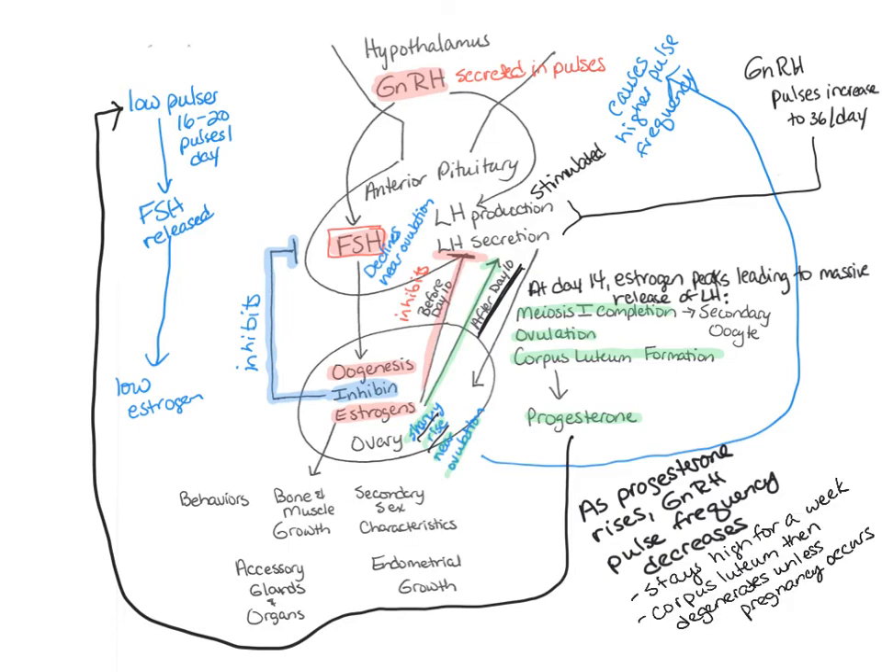About 12 days after ovulation, the corpus luteum becomes non-functional and degenerates into the corpus albicans. At this time, estrogen and progesterone levels decline. The gonadotropic releasing hormone frequency starts to increase as estrogen levels decline, and this stimulates FSH secretion from the anterior lobe of the pituitary, and the ovarian cycle begins again.